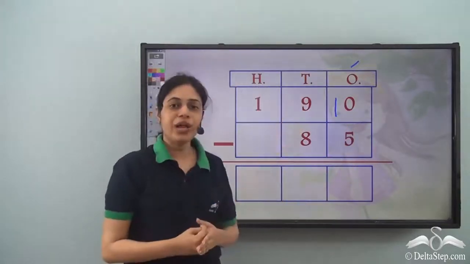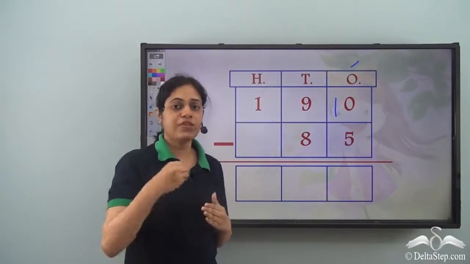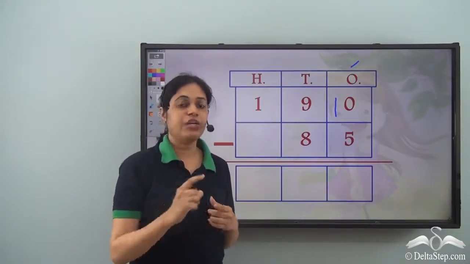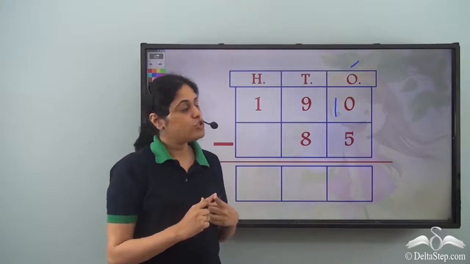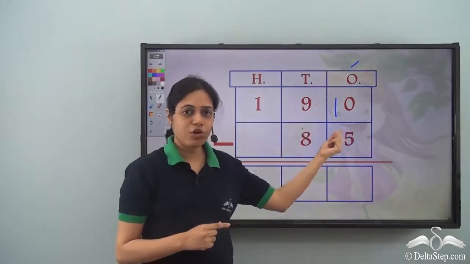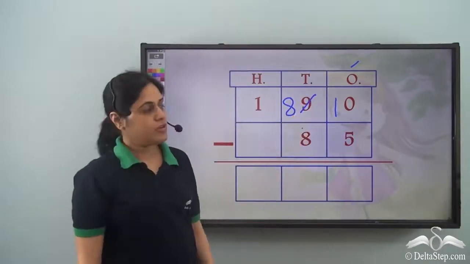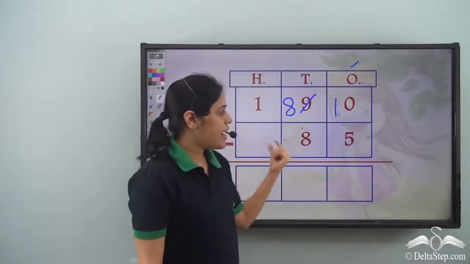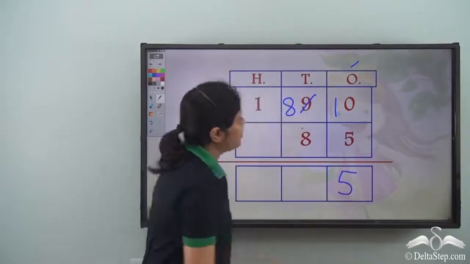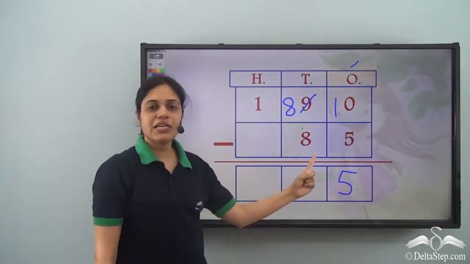And what will happen to 9? Will it remain the same? No, because when you give something to your friend, your friend has one more of that thing, but you have one less. So even 9 has one less because it has given 1 to 0. So 9 will become 8. Now 10 minus 5 is 5. And 8 and 8 here. 8 minus 8 is 0.